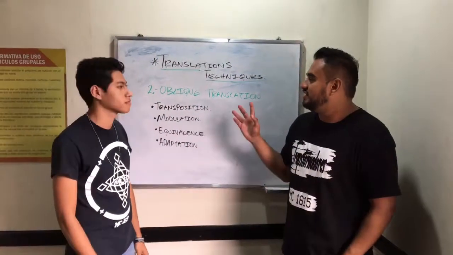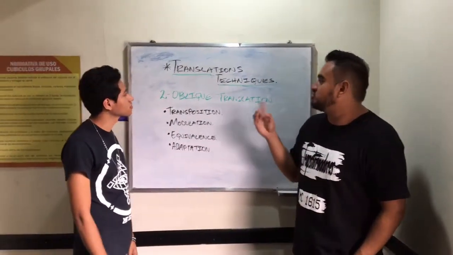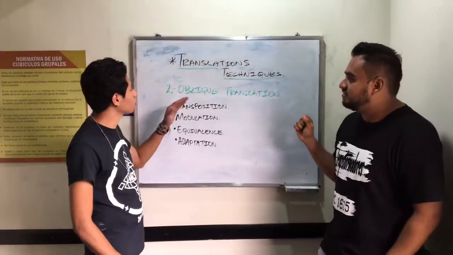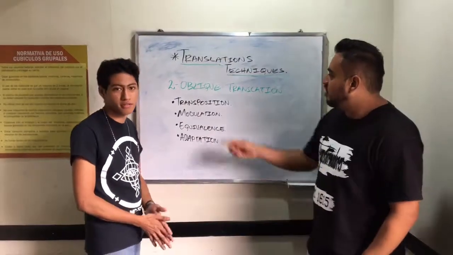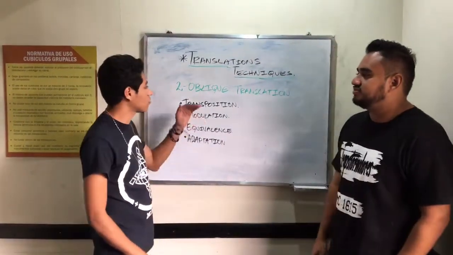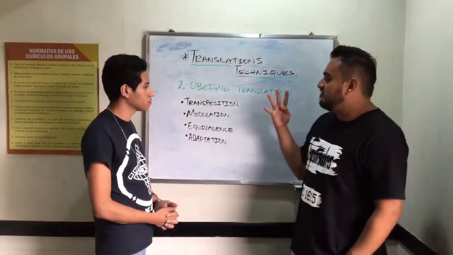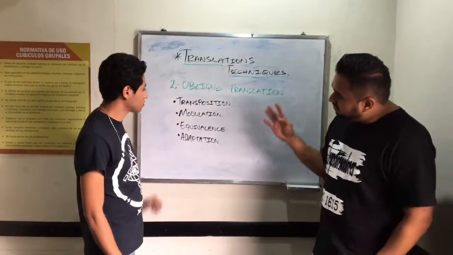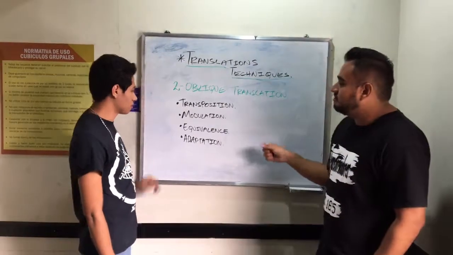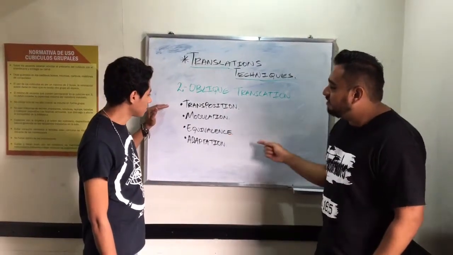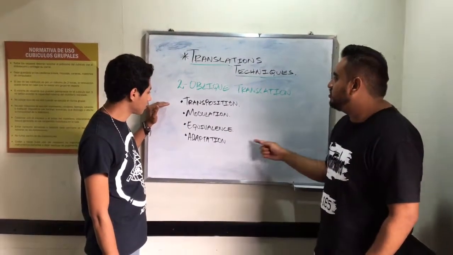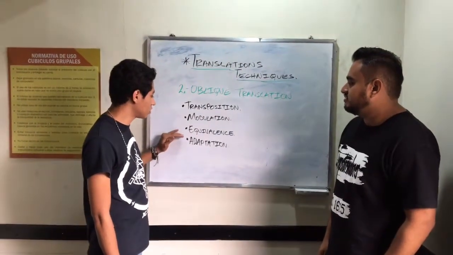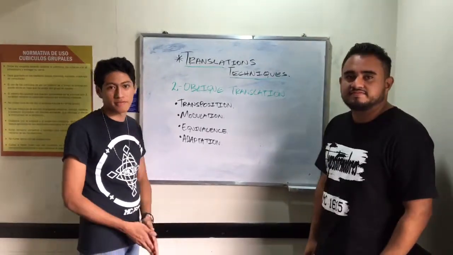Now we'll see the second method of translation technique, oblique translation, and it has 4 techniques. Those ones are transposition, modulation, equivalence, and adaptation techniques.